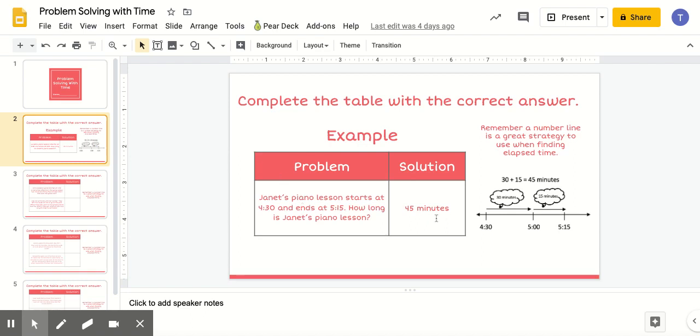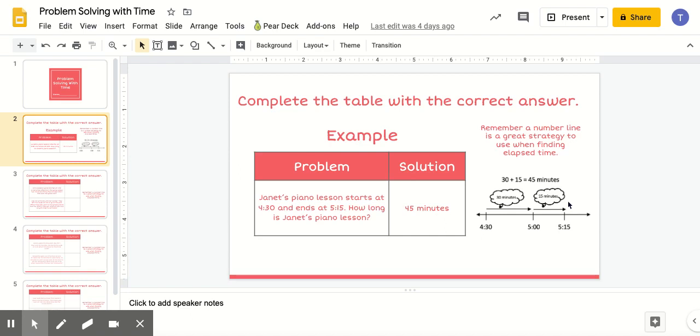The best way to solve, you'll see over here, is using a number line. The first thing I would start out doing is looking at your start time, which was 4:30, and I would see if you can count by the hour. So if I count 4:30, to add 1 hour would be 5:30, but you see that it ended at 5:15, so I can't use an hour.